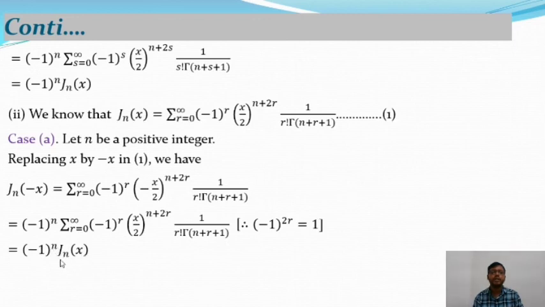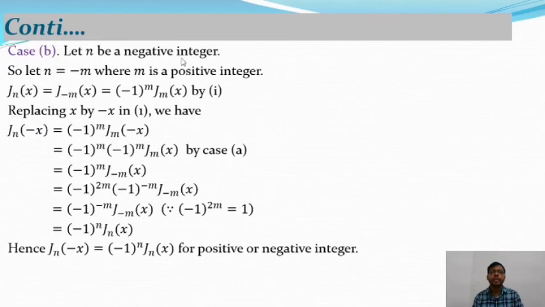So in that case, when n is a positive integer, as well as when n is a negative integer, let n be equal to minus n. Where n is a positive integer, that means n is negative. Therefore, from the Bessel's function recurrence relation, we have seen that Jn of x is equal to J minus n of x, and this is equal to minus 1 whole to the power n into Jn of x, as we have already discussed in the previous slide.